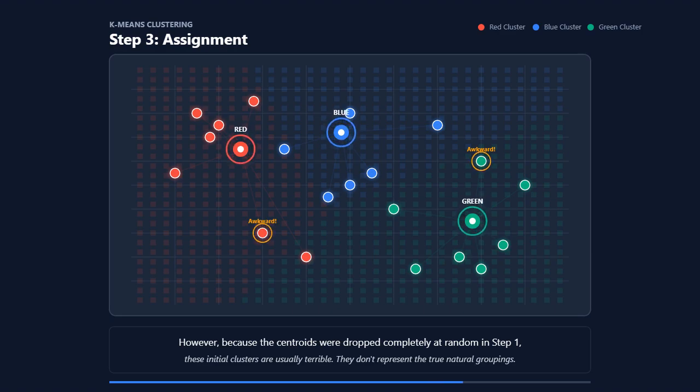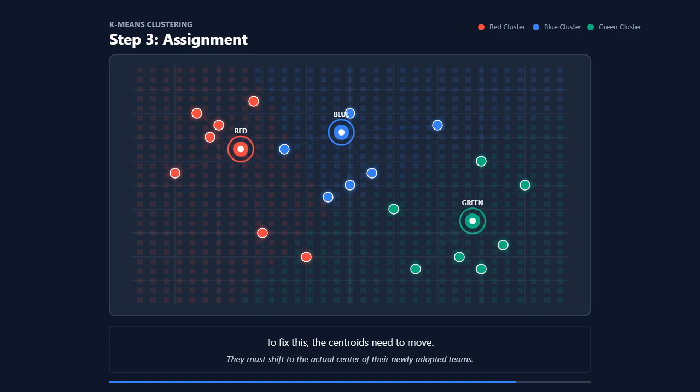However, because the centroids were dropped completely at random in step 1, these initial clusters are usually terrible. They don't represent the true natural groupings of the data. To fix this, the centroids need to move.